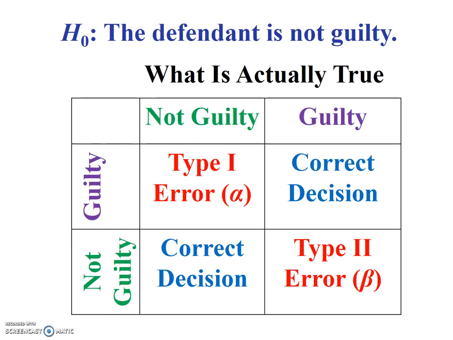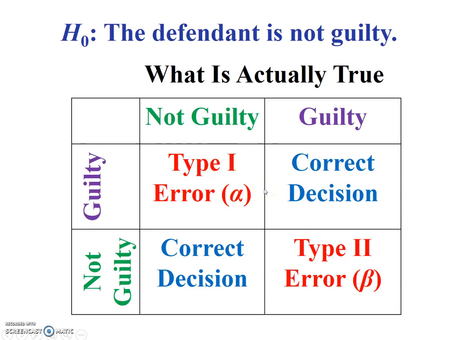So, this is a very important table. If we're assuming that our null is that the defendant is not guilty, right? That's what we assume in this country. You are innocent until proven guilty. So, if the person is guilty, and we come to the conclusion that they're guilty, that is right. If a person is innocent, or I should say not guilty, and the verdict is not guilty, that is also the correct decision.